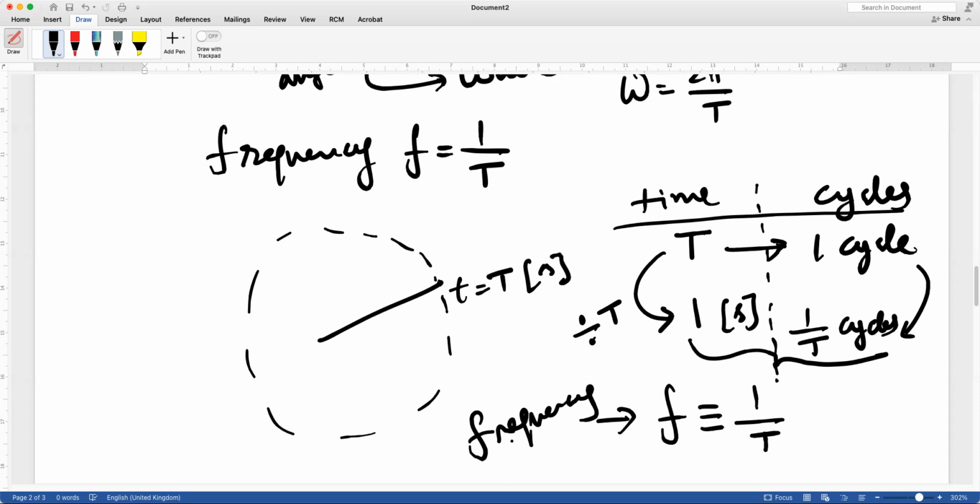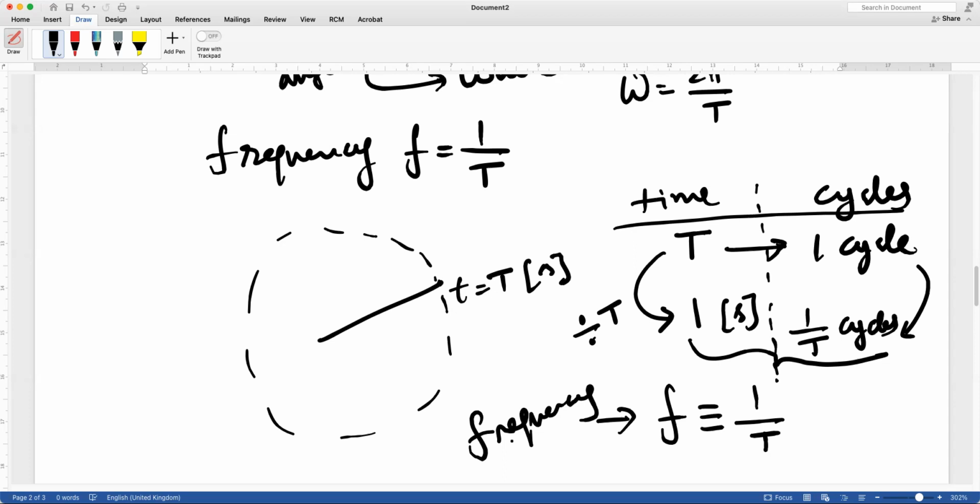Frequency is nothing but in 1 second, how many cycles it will complete. So it takes 2 seconds to complete 1 cycle. In 1 second, how much can it do? 1 by 2. Only half a cycle. Do you get that? You understand that?